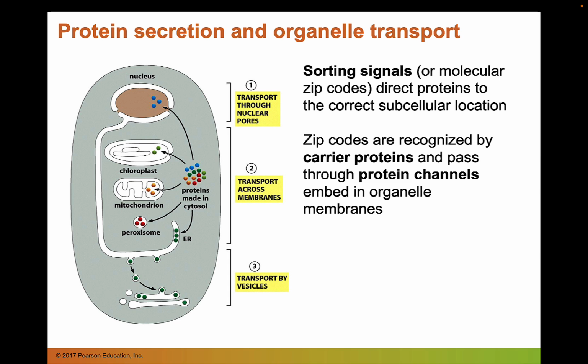Once those carrier proteins have arrived at the right place, they pass those proteins off to protein channels that are embedded in the organelle membranes, just like a mail carrier might slip a letter through a mail slot. So these are some analogies to help you think about this and keep the different molecules we talk about straight in your head.